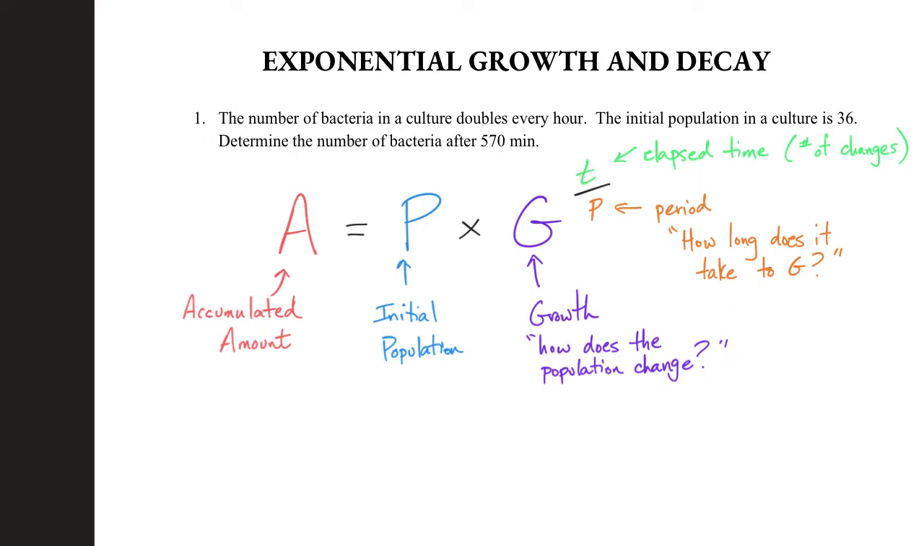Now, the question, how long does it take to G, sounds a little weird. But that relates to the G that is the base of that power, that purple G. So if you can figure out how long it takes to do that population change, then we can come up with our period. So there is a relationship that is going to exist in every exponential growth and decay problem that you will encounter. So if you like that formula per se, then let's use it all the time.